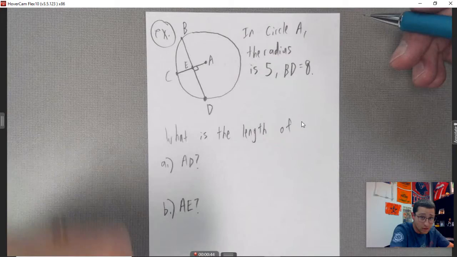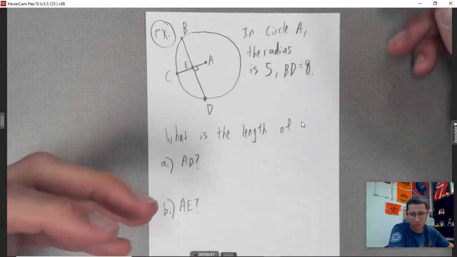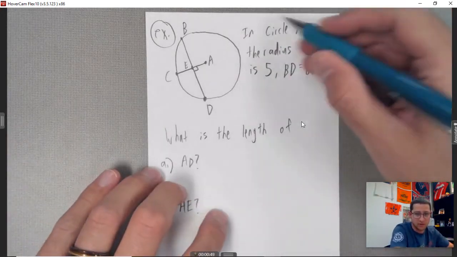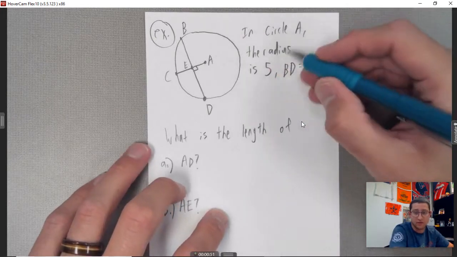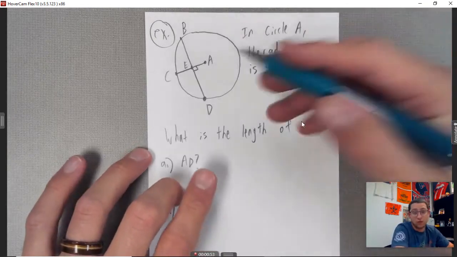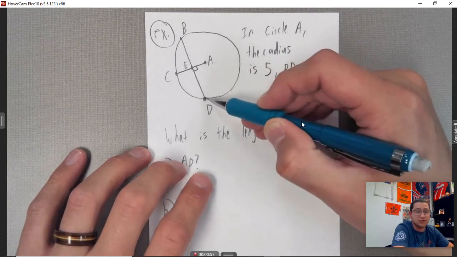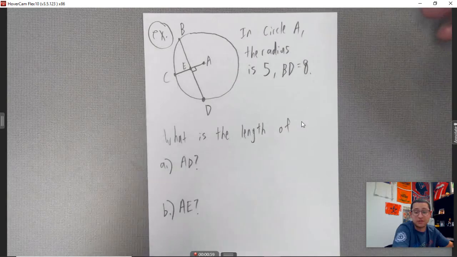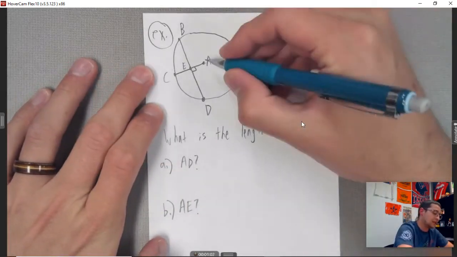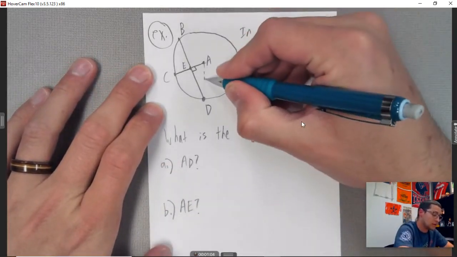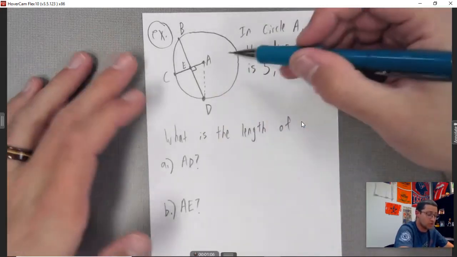Okay, so let's think about it. This one's a little bit weird if you're not comfortable with it. But let's look at the information we're given. We have that the radius is 5. Well, what is this length here? This is the center, this is the edge, and that's the definition of the radius. The radius is that length from the center to the edge. So this length right here is also 5.